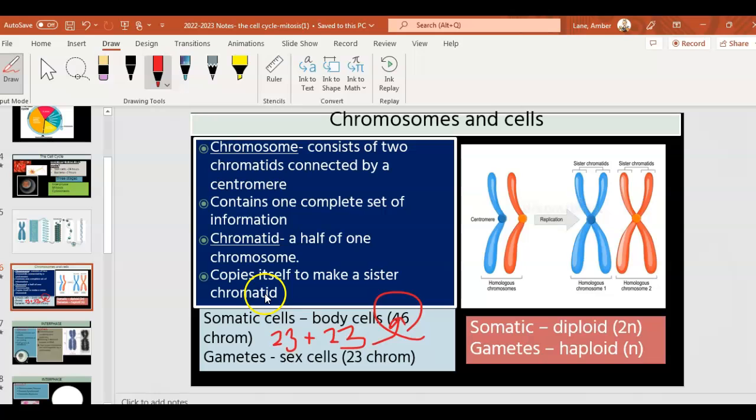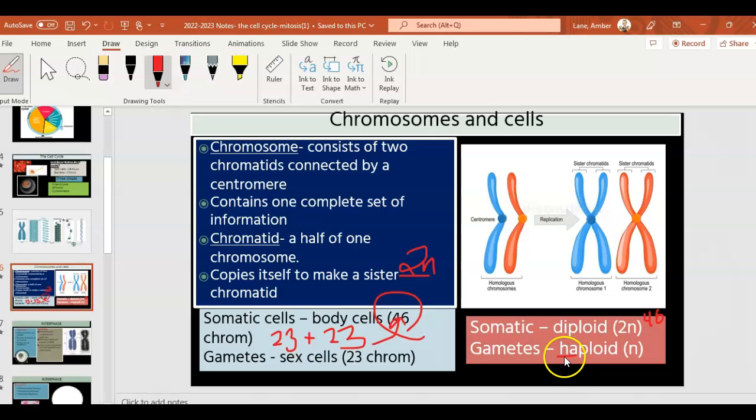We always represent somatic cells with a kind of symbol. It's 2N. So if we're talking about a cell that is 2N, that means it's a diploid cell. Diploid cell, 2N, means that it has the full number of chromosomes. So in humans, the full number of chromosomes is 46.